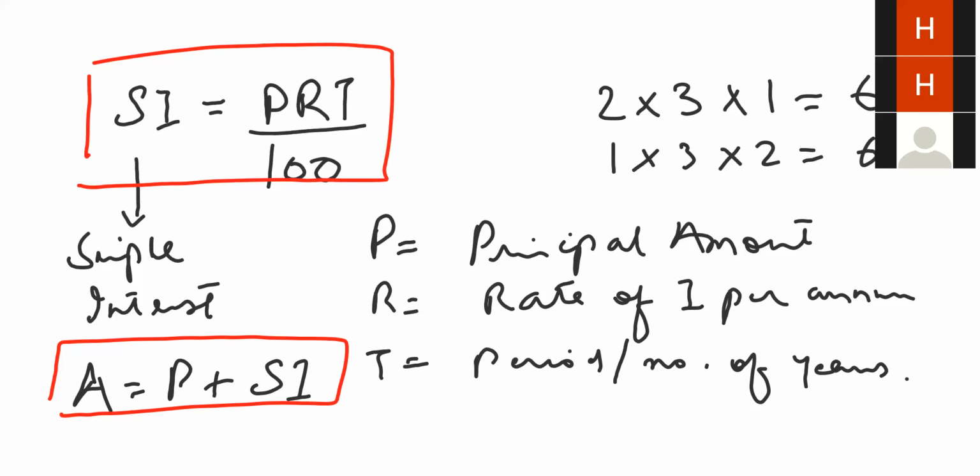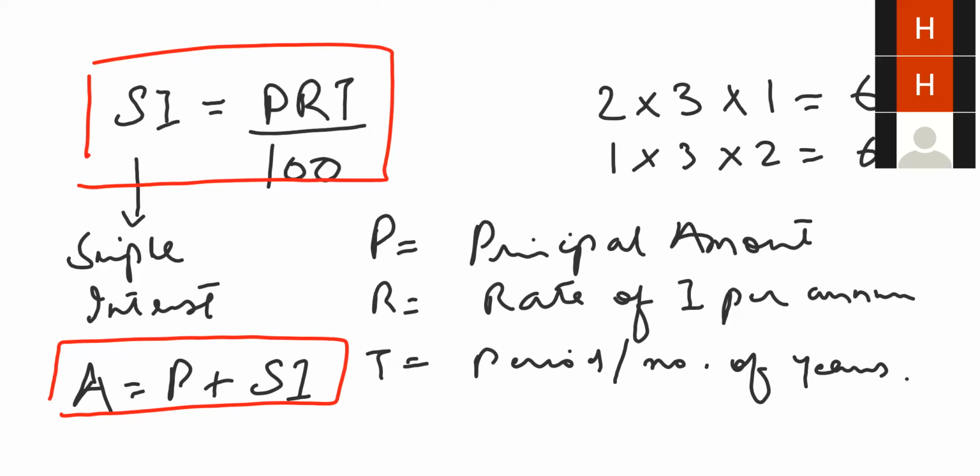However, if they ask you to find the total amount that the bank holds, then you'll use the second formula, which is A is equal to P plus simple interest, in which you add the principal amount again to the simple interest. Okay. Do you get that? So this was the formula for our simple interest.